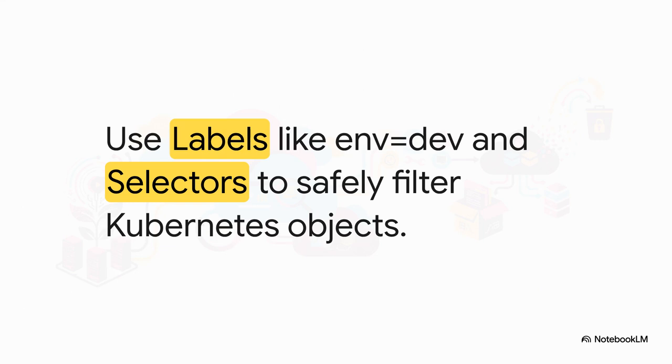Selectors are then used to filter these objects. So instead of guessing which pod to manage or delete, you write a command that tells Kubernetes, hey, show me exactly the resources where the environment equals development. By filtering out production resources entirely, you mathematically eliminate the risk of accidentally taking down your live application.